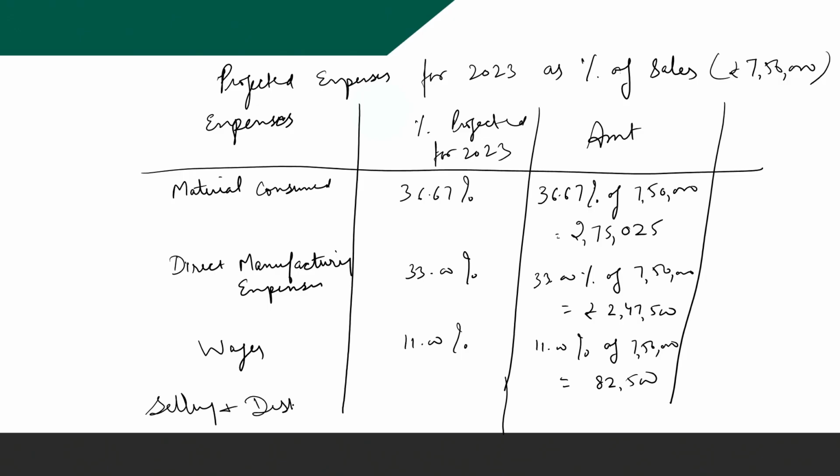And next is selling and distribution, which is 14.67% of 7,50,000. It comes to 1,10,025 rupees. So now we know what our variable expenses are going to be.